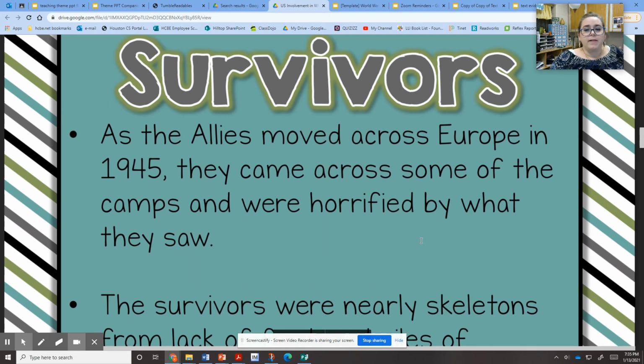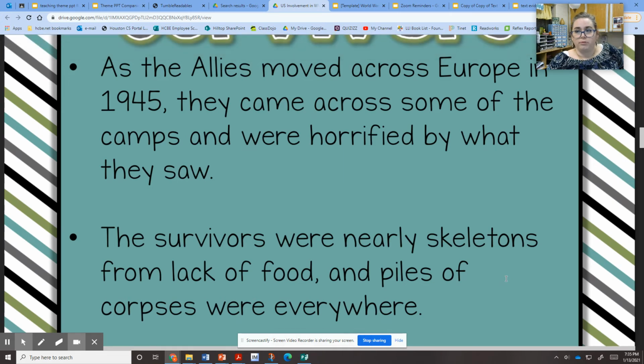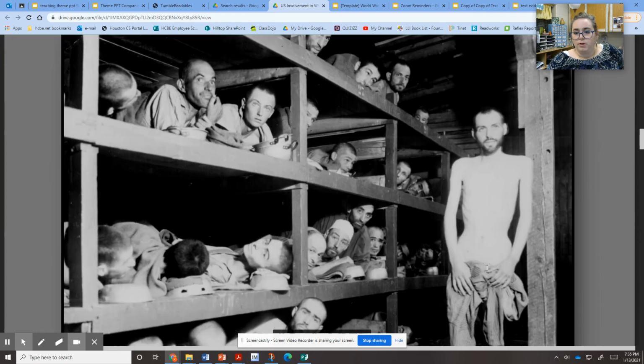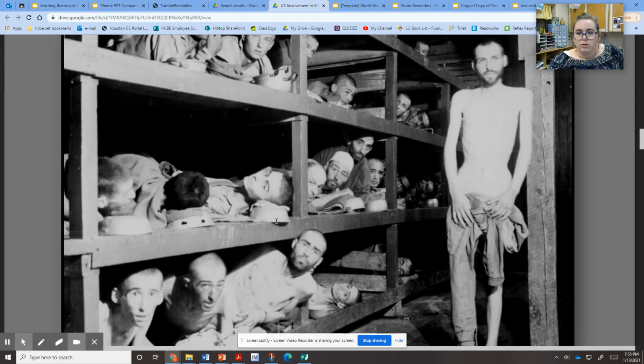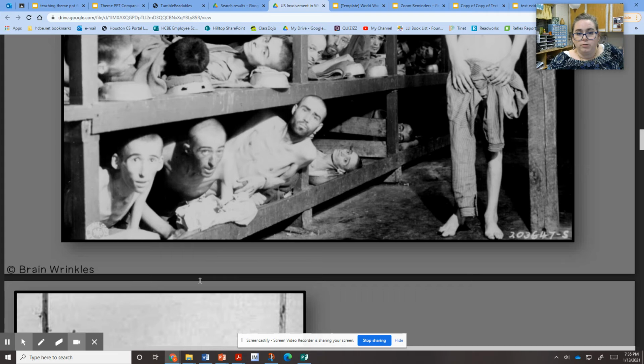Survivors. As the Allies moved across Europe in 1945, they came across some of the camps and were horrified by what they saw. The survivors were nearly skeletons from lack of food, and piles of corpses were everywhere. So look how skinny these people are. Here are their beds. They shaved all their heads because of lice. You can see all their ribs, their bones. They didn't have very much clothing, and when their clothing wore out, they didn't have anything to repair it with.